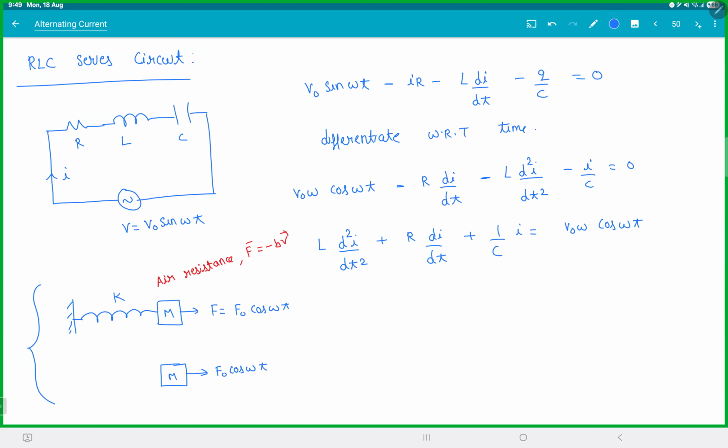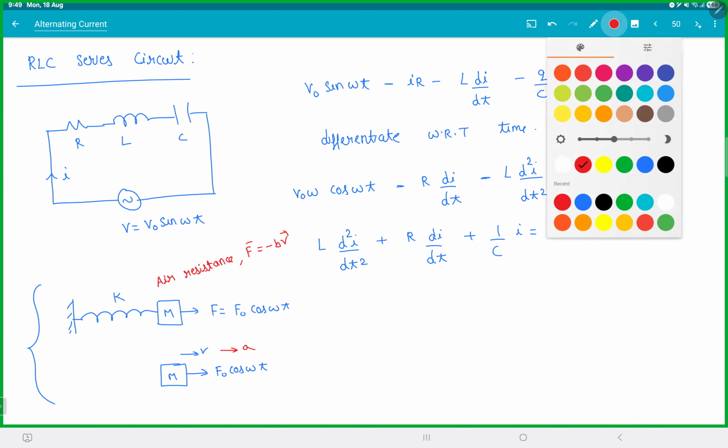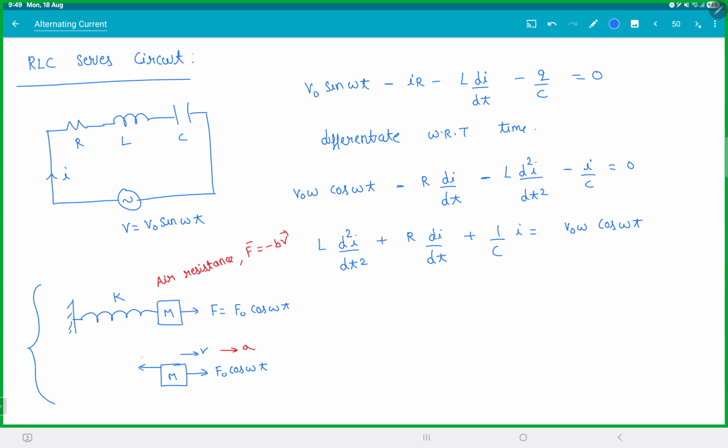F naught cos omega t, let's say velocity v is this way, acceleration a is this way, then we have the spring force kx backward, then we also have air resistance backward. Now if you try to write this equation, F naught cos omega t minus kx minus bv is equal to ma.